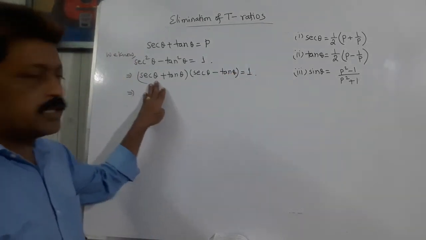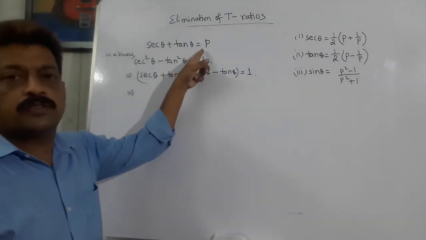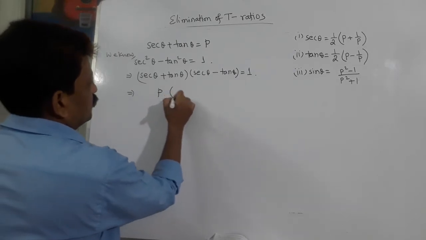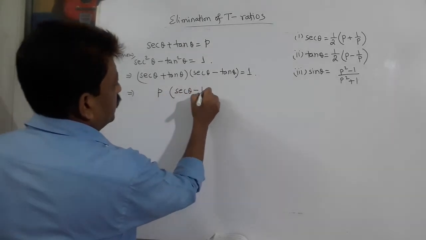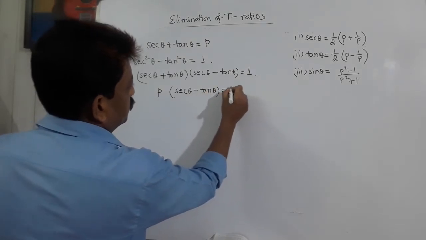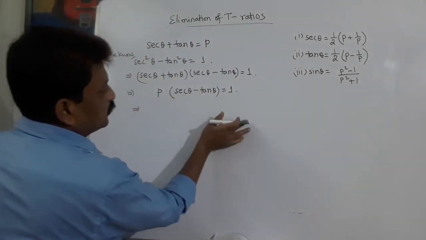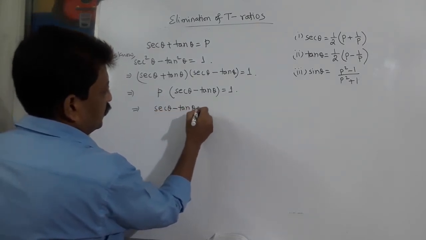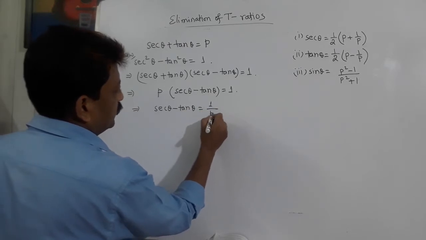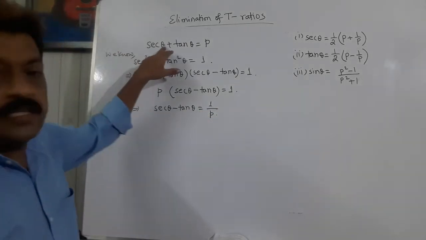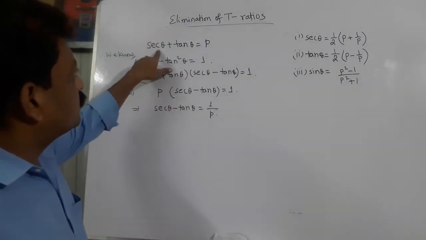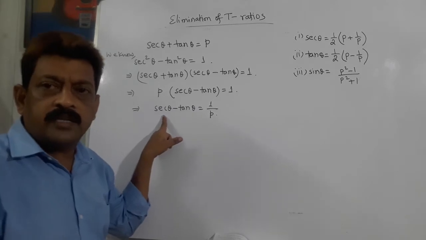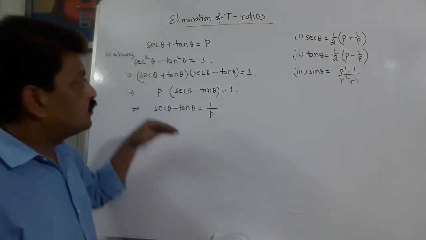So here the value of sec theta plus tan theta is already given in the question. It is equals to P. So let me put P here. Sec theta minus tan theta equals 1. Now P will go to the right hand side. So sec theta minus tan theta equals 1 upon P. So we have got the value of sec theta plus tan theta, because it is given in the question, sec theta plus tan theta equals P, and we have calculated sec theta minus tan theta equals 1 upon P. So let me add these two.